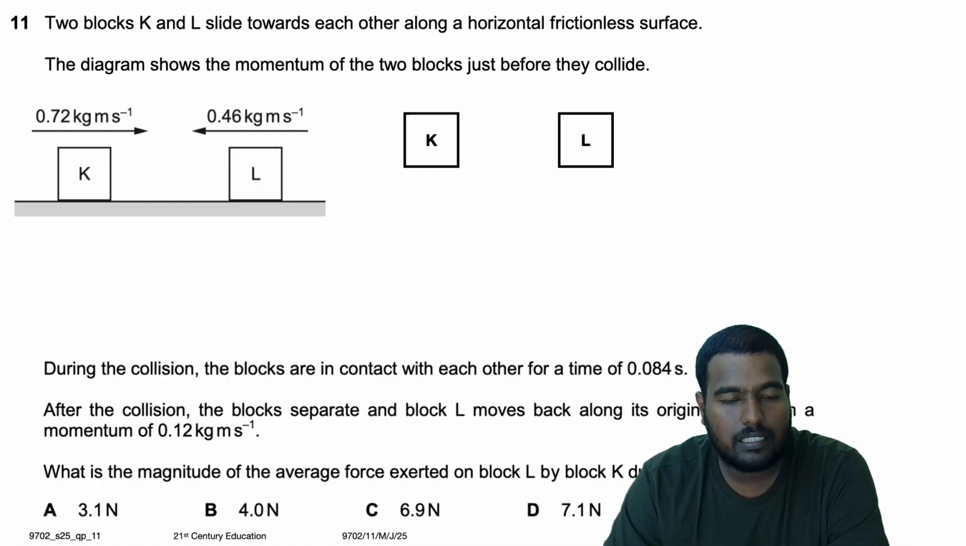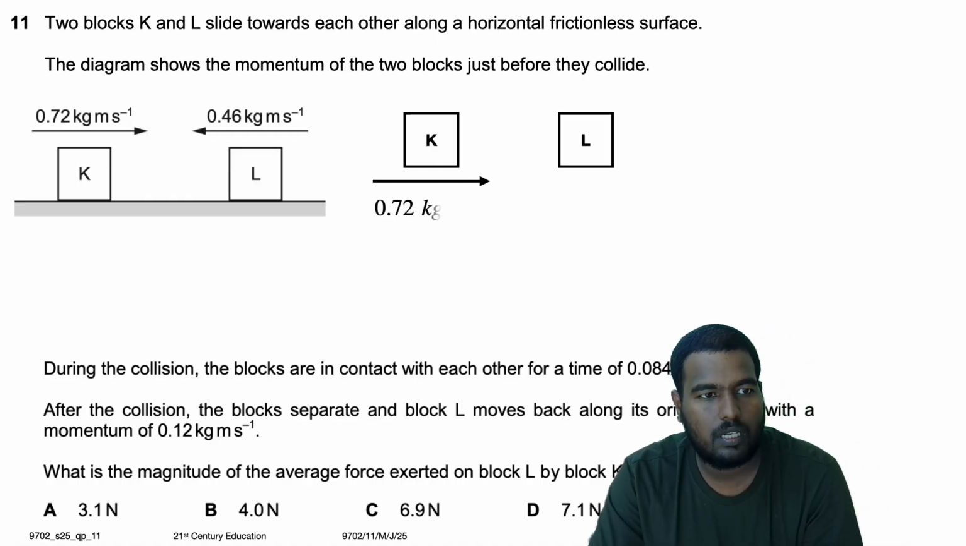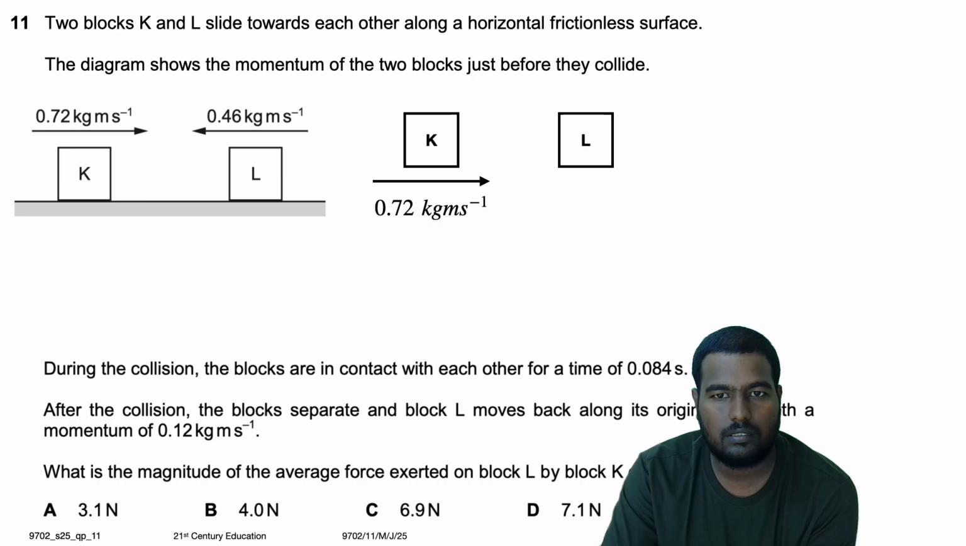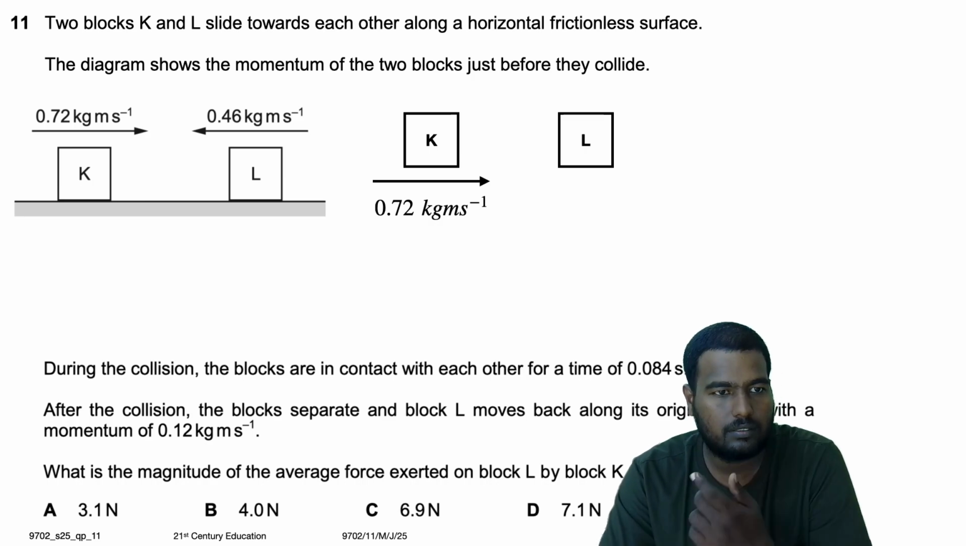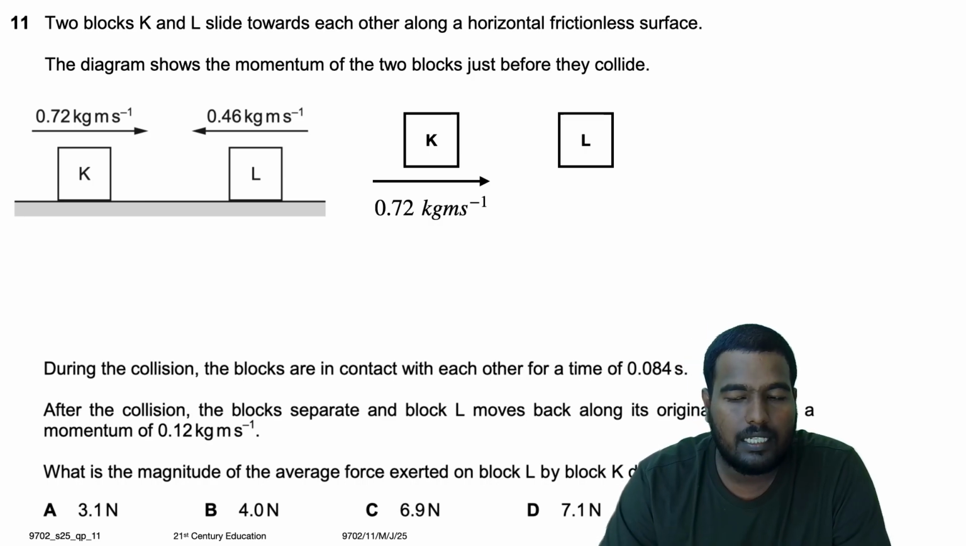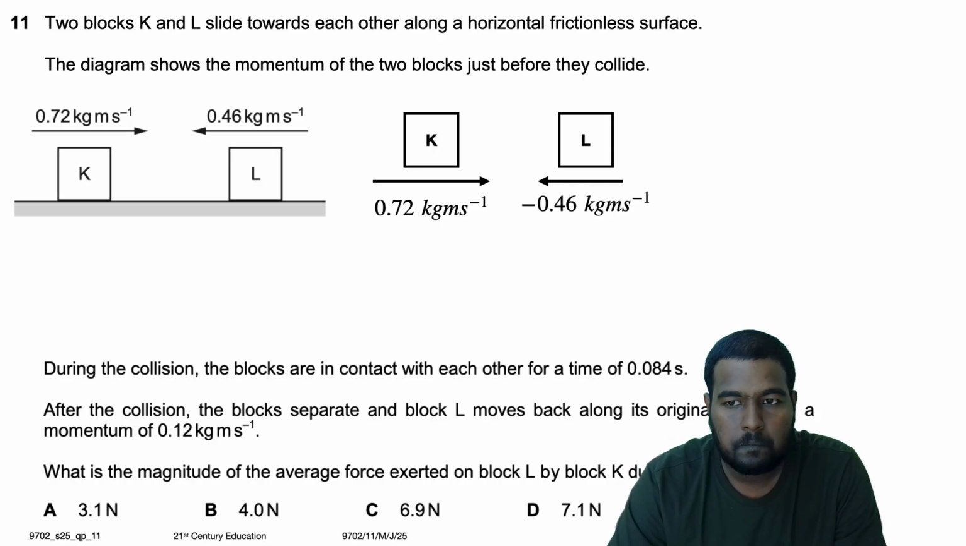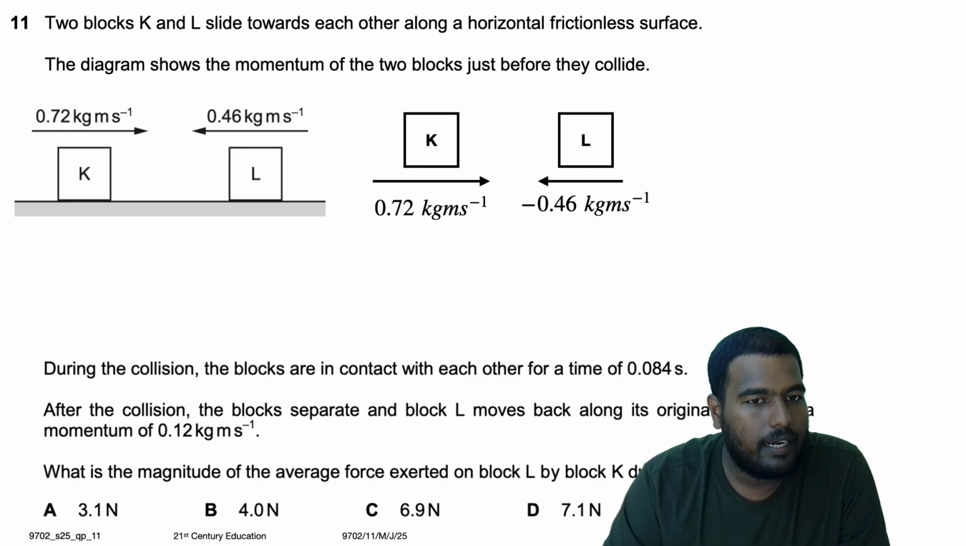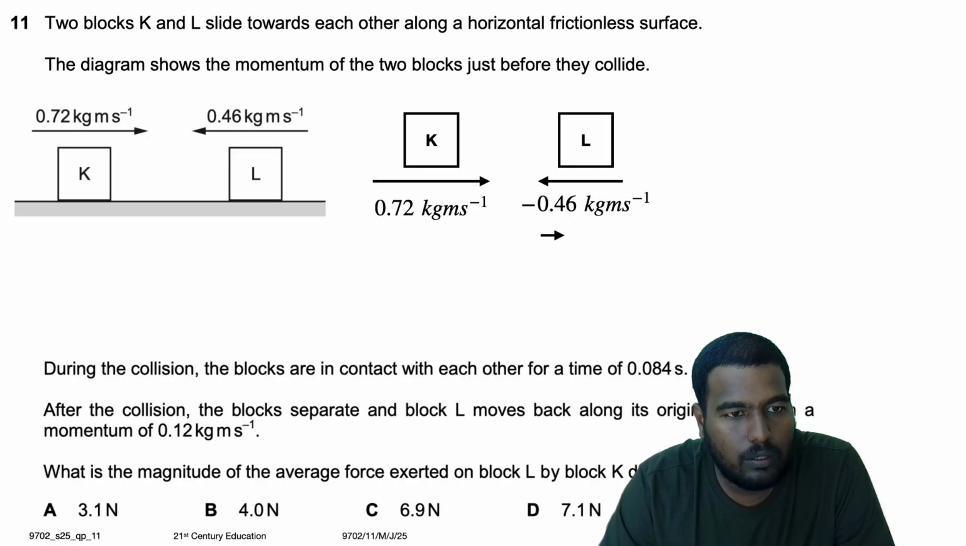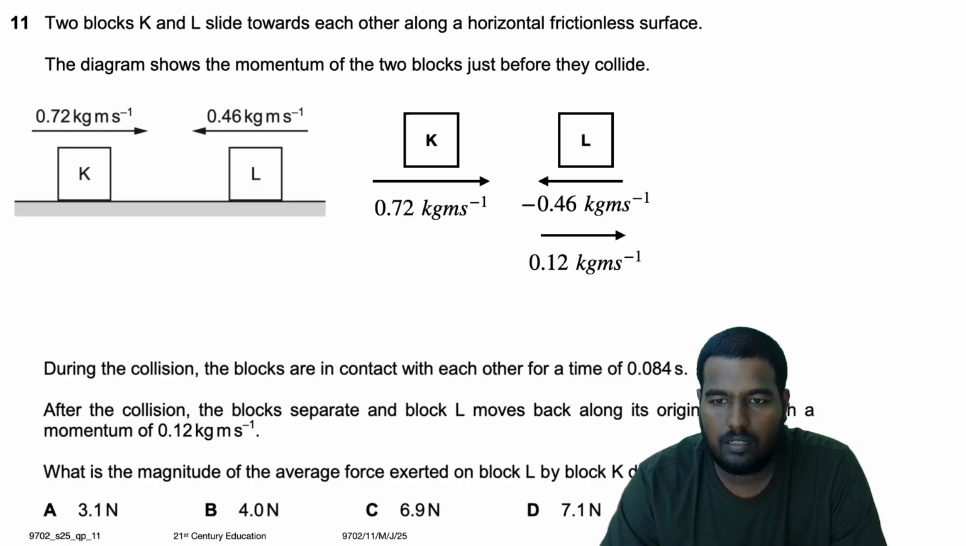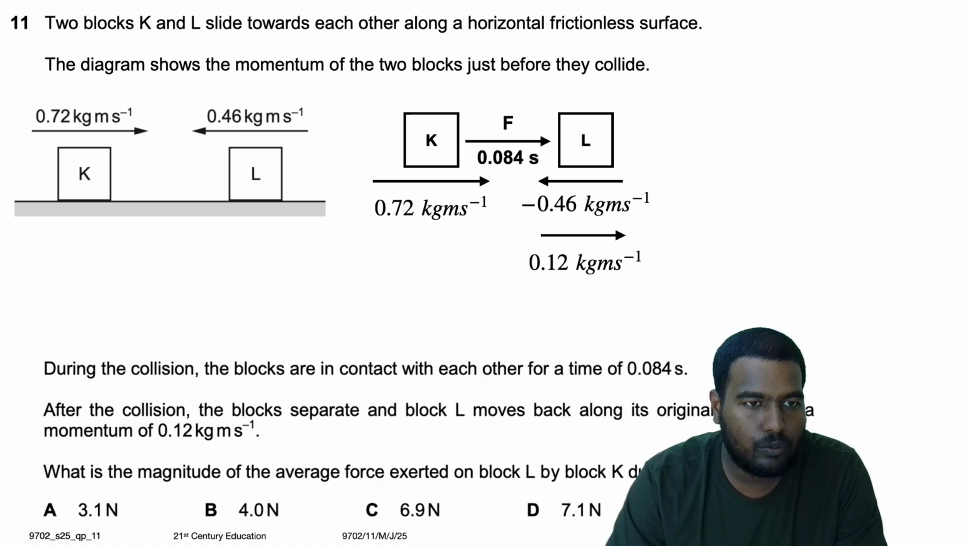So K is coming with 0.72 kilogram per second. It's supposed to be kilogram meter per second. And L is coming in the opposite direction with 0.46 kilogram meter per second. And L is going back 0.12 kilogram meter per second. Now, what is the force exerted on L by K? So, in this direction for 0.084 second.